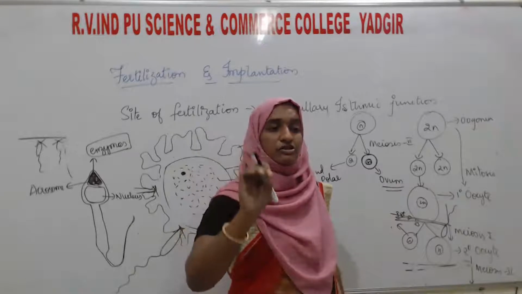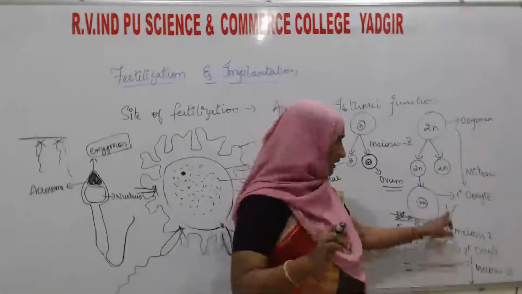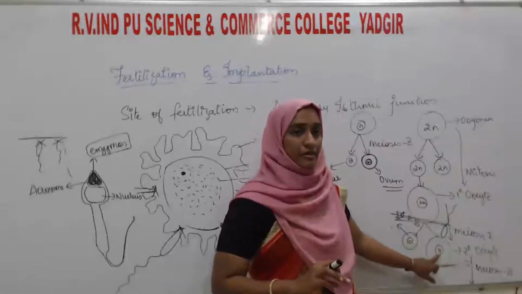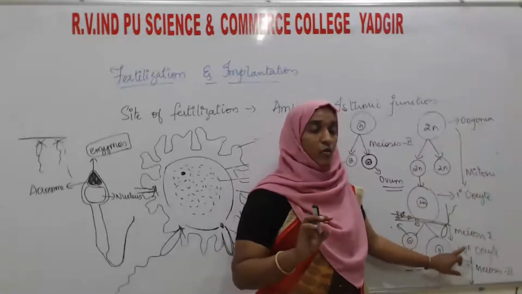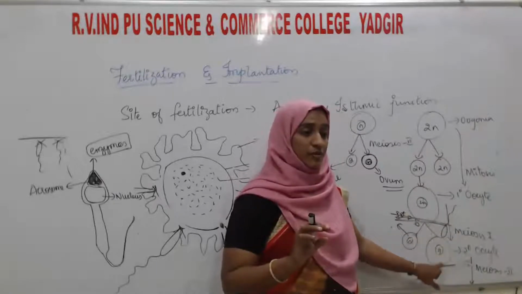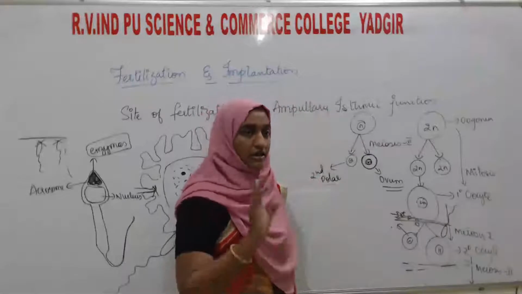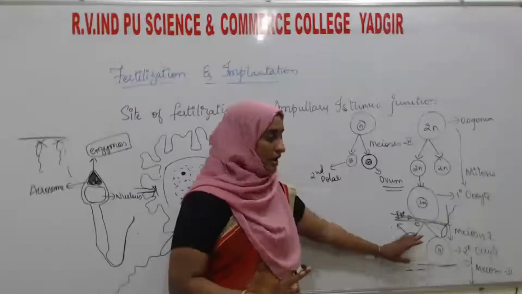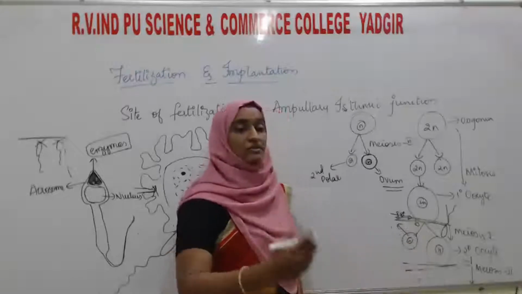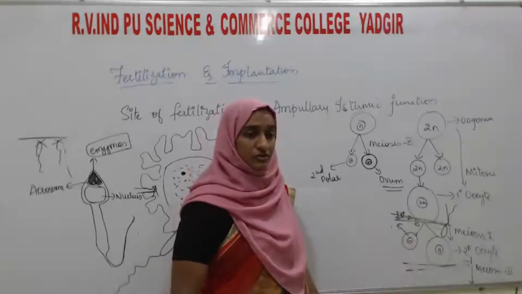If sperms travel into the uterus or the fallopian tube, then they will penetrate this cell. What is that cell? It is the secondary oocyte. Only when it is penetrated by the sperm does the division continue. Till that time, it remains like that. After penetration, the division will continue. Which division? The meiosis 2 division.